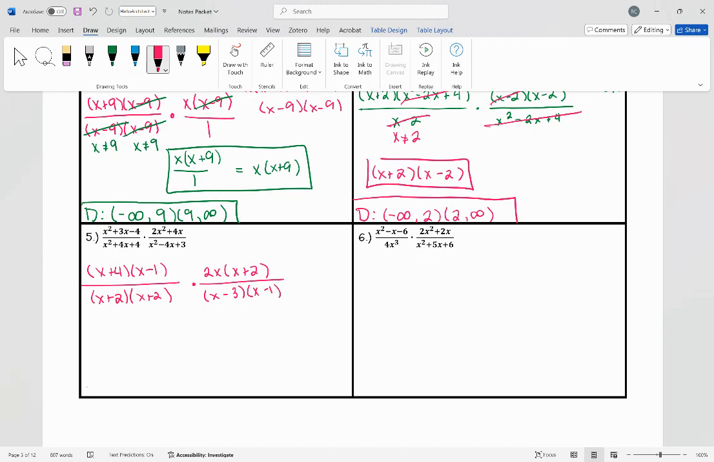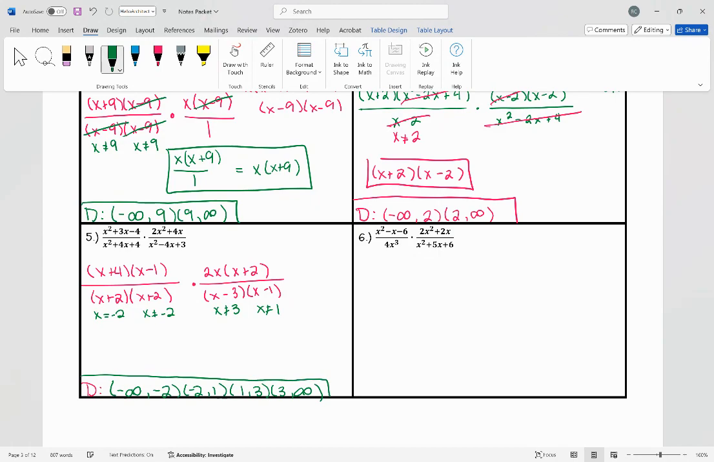Okay, stop and find your domain. So we have x can't equal -2, -2 again, so we don't have to list it twice, 3, and 1. Okay, so starting least to greatest, we're going to go -2 to 1 to 3. So it's going to be negative infinity to -2, -2 to 1, 1 to 3, and then 3 to infinity.